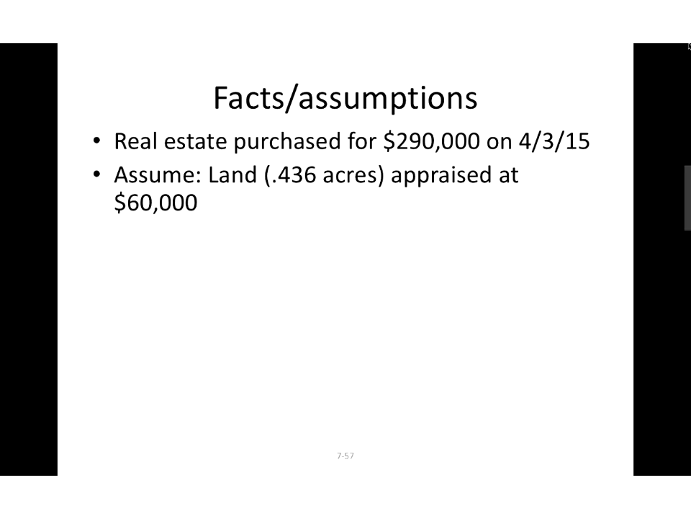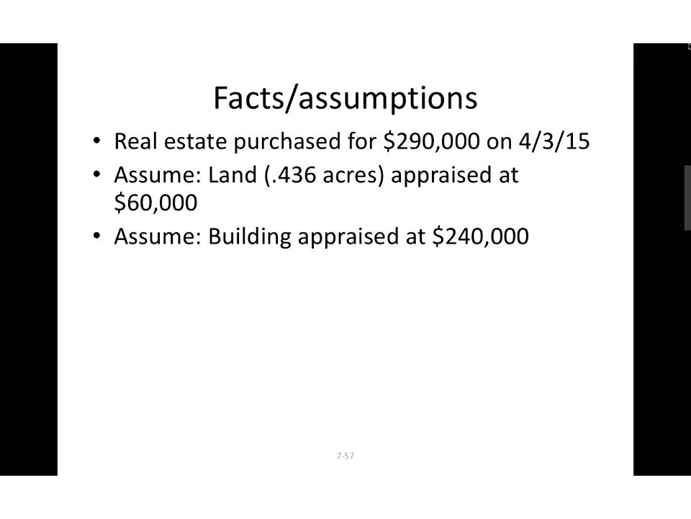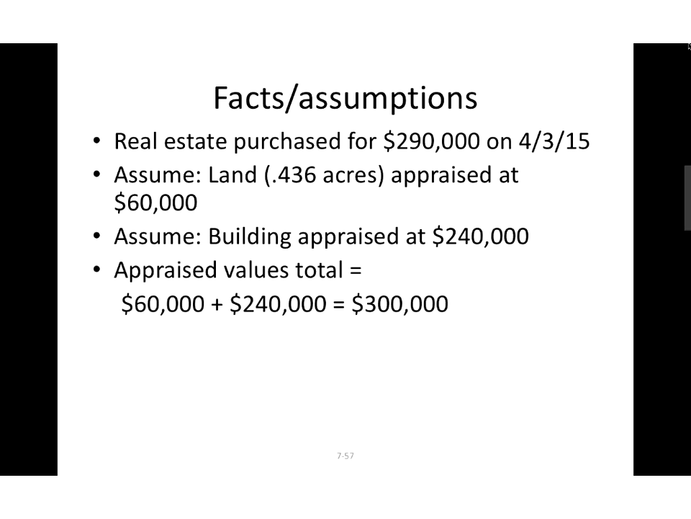The land, now I had to make 2 assumptions here. Let's just assume the land appraised at $60,000 and the building appraised at $240,000. Typically, if you do an appraisal, the appraisal is going to appraise out each piece separately, and your purchase price is going to be different from that. It's just the way it is. So we have the land appraised at $60,000, the building appraised at $240,000. If we add those up, that's $300,000.